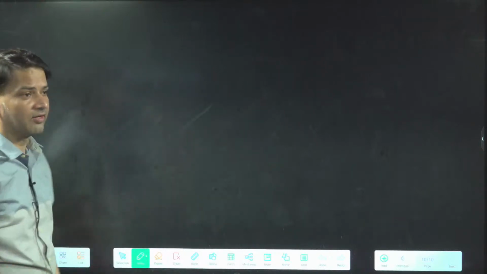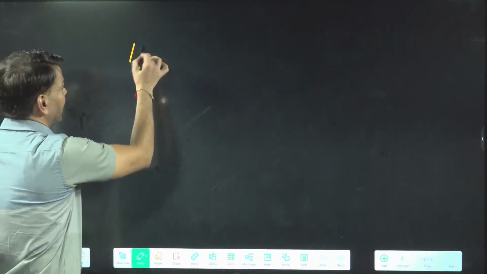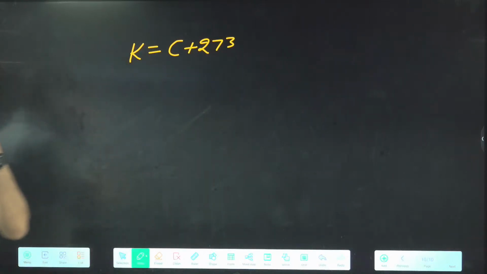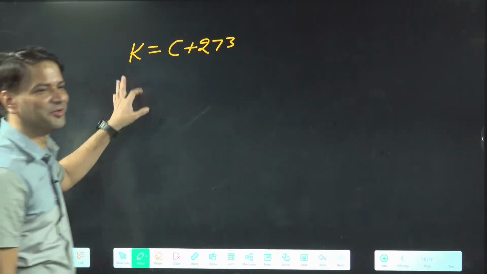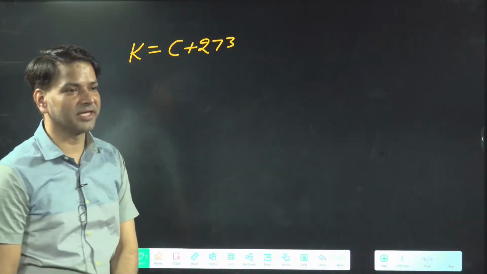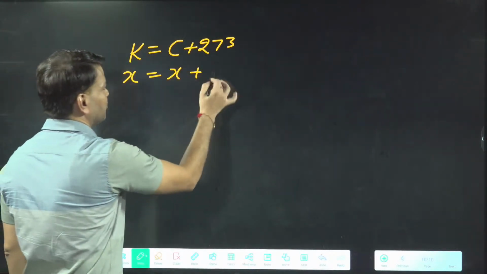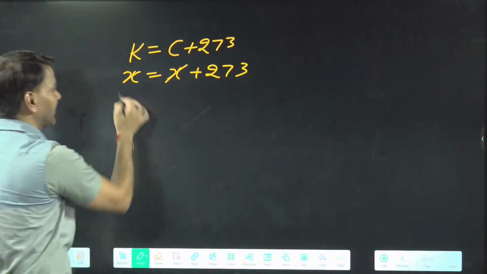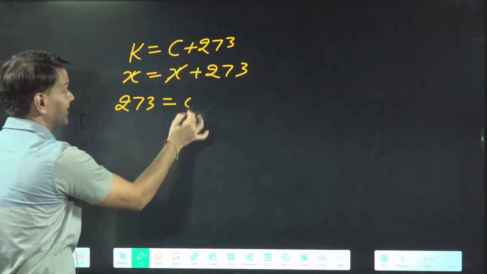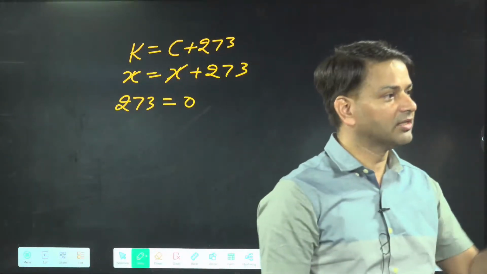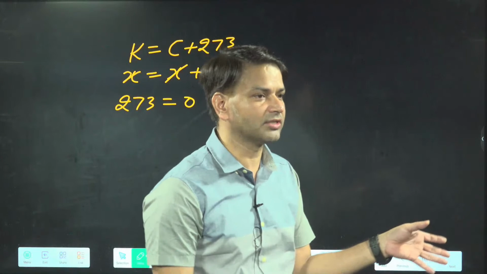Okay then. So I am saying the Celsius and Kelvin. What is the relation we have? K is equal to C plus 273. No problem. I am saying K and C are equal. So X is equal to X plus 273. X cancels out. It means 273 is equal to 0. So only when the value of 273 is 0 will Celsius and Kelvin show the same reading.